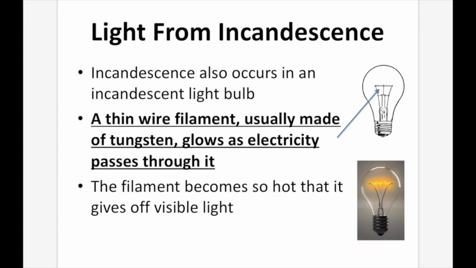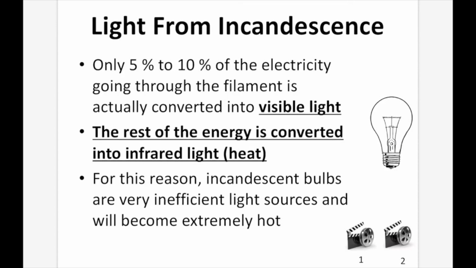Incandescence also occurs in incandescent light bulbs. A thin filament, usually made of tungsten, glows as electricity passes through it. So the tungsten gets really, really hot, and you can see the tungsten here, and you can also see it right here glowing. As that tungsten gets really hot, as electricity is pumped through it, it starts to glow, and that's what makes our light bulbs light up. Now, only about 5 to 10% of the electricity going through the filament is actually converted to visible light. The rest of it is converted to heat, which is why incandescent bulbs get really hot once they've been on for only a short amount of time.